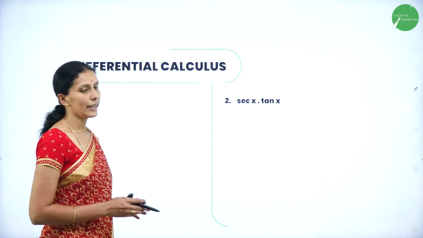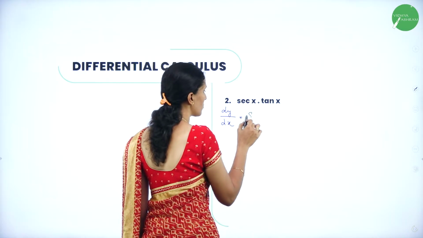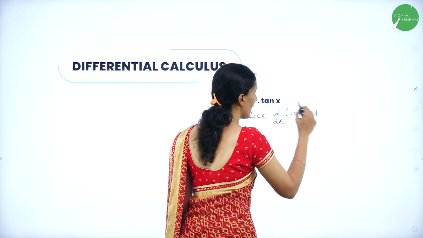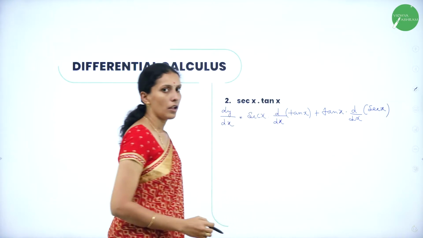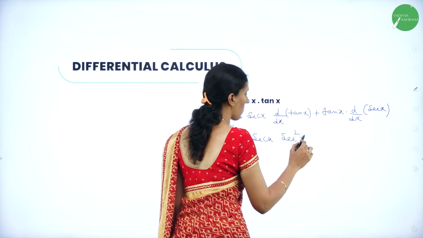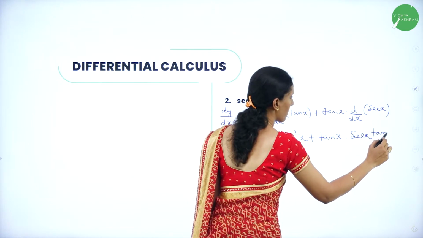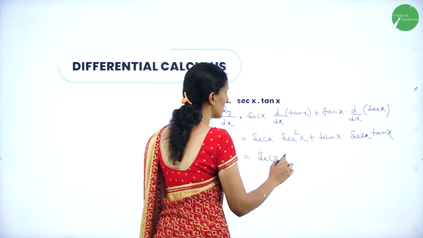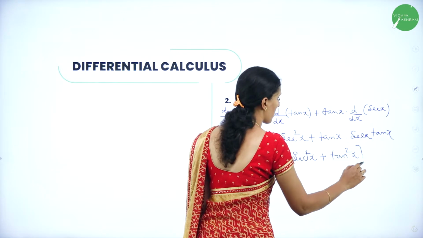Next I have secant x into tan x. Apply the product rule, that is, dy by dx is equal to first function into derivative of the second, that is d by dx of tan x, plus second function into derivative of the first, that is secant x. Now write secant x as it is. Derivative of tan x is secant square x, plus tan x, derivative of secant x is secant x tan x. Now what is common here? You can see we have secant x as a common factor. If I take secant x as a common factor, it is secant square x plus tan square x.